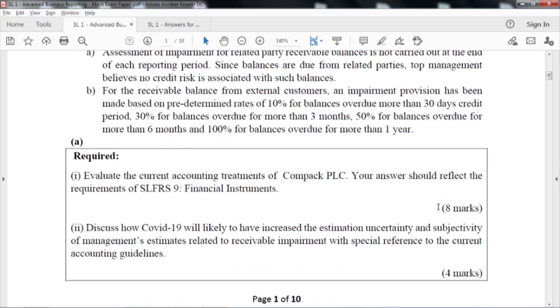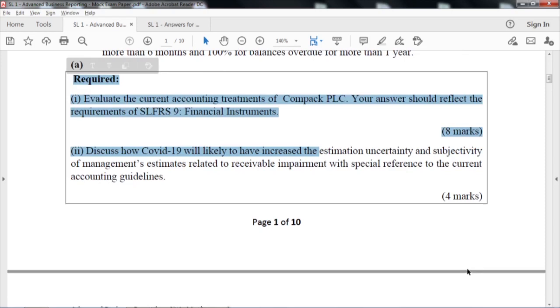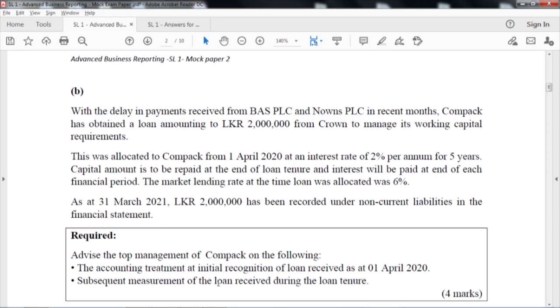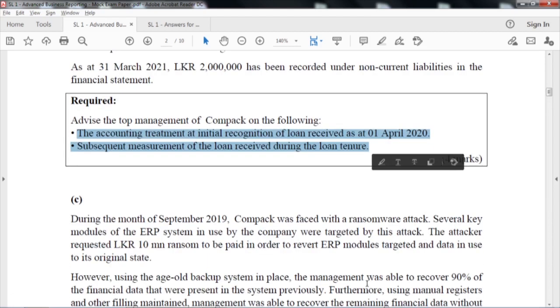The first question is about evaluating the current accounting treatment. Your answer should reflect the requirements of the standards; these are totally from standards. And then see COVID-19, I mentioned to you. See, this estimation uncertainty is an auditing word as well, subjectivity, right? Management estimates, right? And how this is going to affect COVID-19 and accounting, right? But these two questions are totally from the accounting standard point of view, right? And then the next question is, again, as I mentioned to you, questions relating to financial instruments.